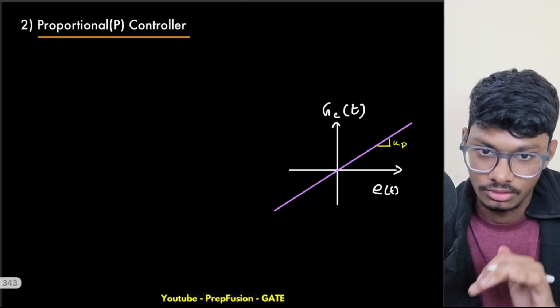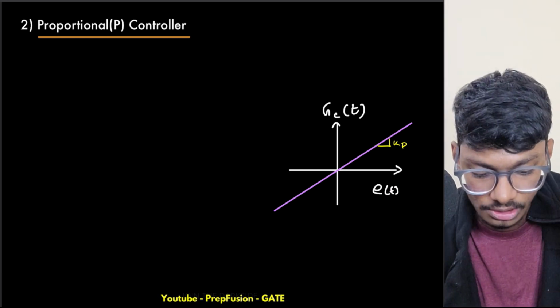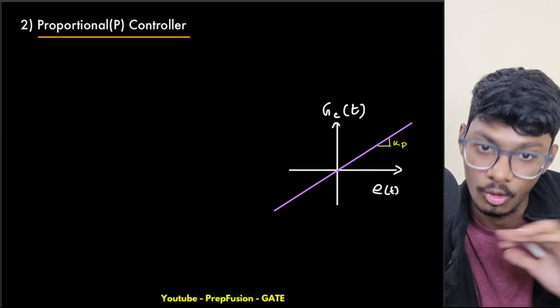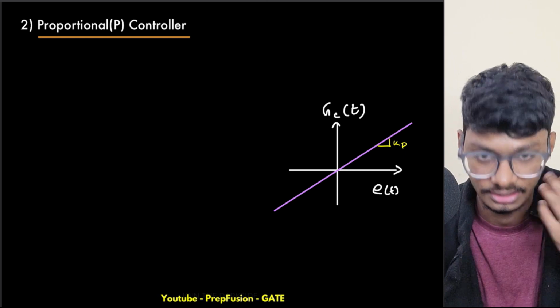Now let's come to this controller. This is a proportional controller. What do you mean by proportional? Proportional means it gives the output signal to the plant proportional to the input, that is the error signal.